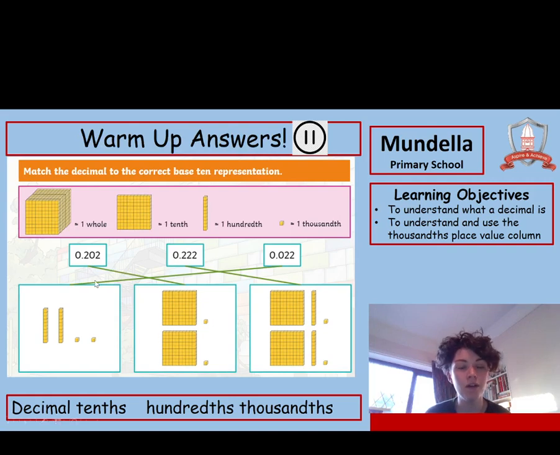And here are your answers. Correct, so this would be 0.012, 1 hundredth and 2 thousandths. This representation, if this is 1/10, we've got 2 of those and no hundredths, but we have 2 thousandths. So we'd write that 0.202. That leaves this one here. So we've got 2/10, 2 hundredths and 2 thousandths. So that's 0.222. Very well done if you got those correct.